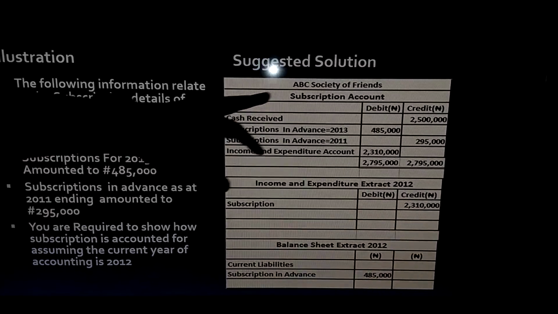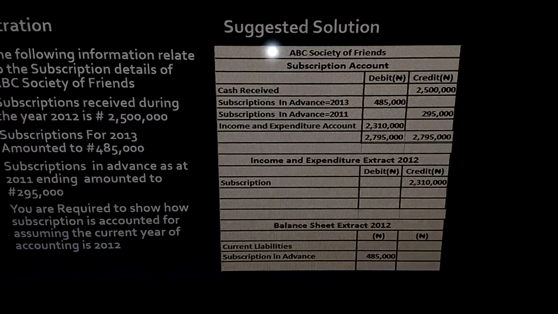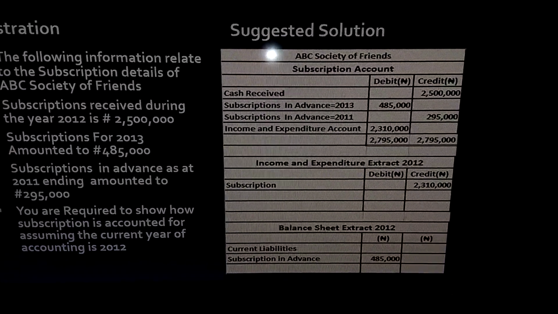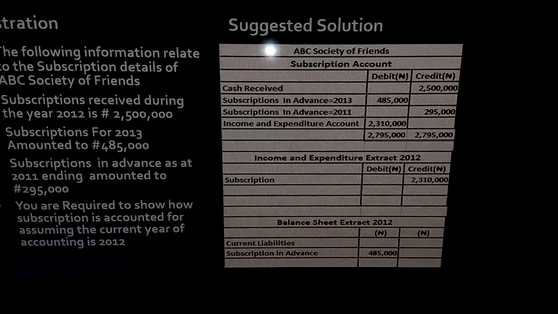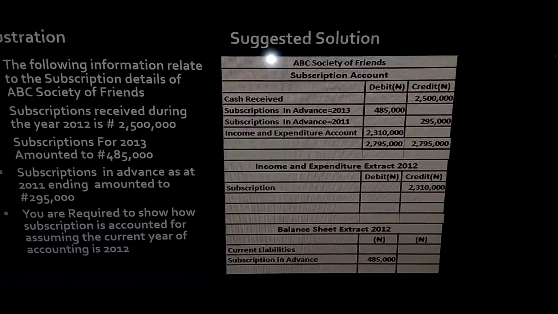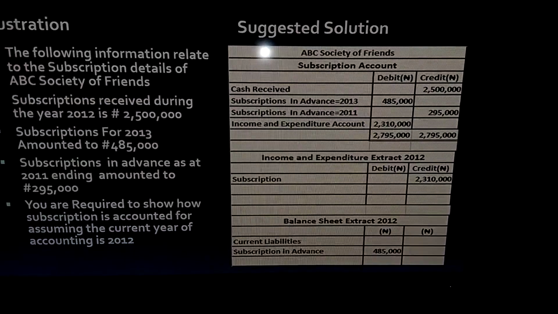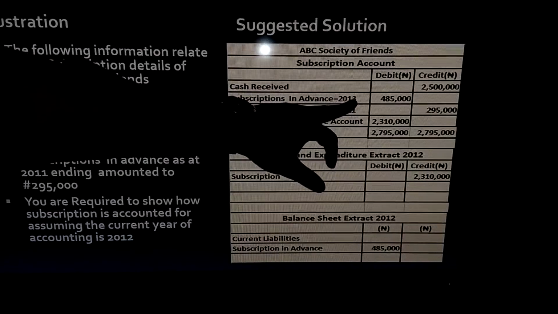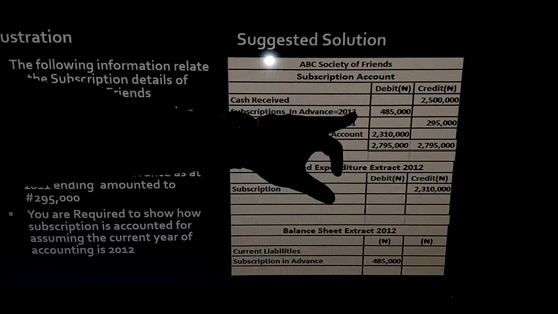So basically, this is what I'm saying. ABC Society of Friends, subscription account. You know your double entry: when you receive cash, you debit cash and credit the account. So you have received 2.5 million, so you'll be debiting your cash and crediting subscription. So now we have cash received, the subscription credited 2.5 million. So we now have subscription in advance 2013, which is subscription in advance as at the end of 2012.